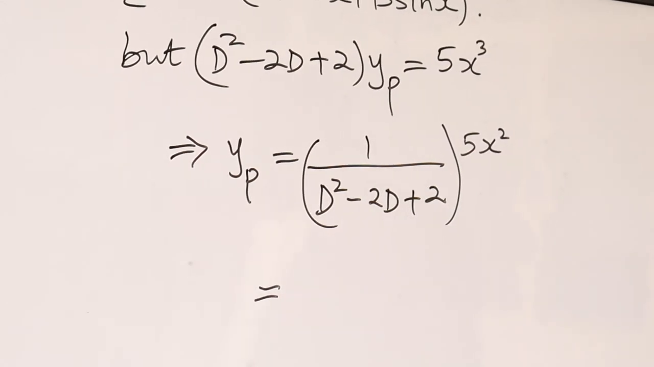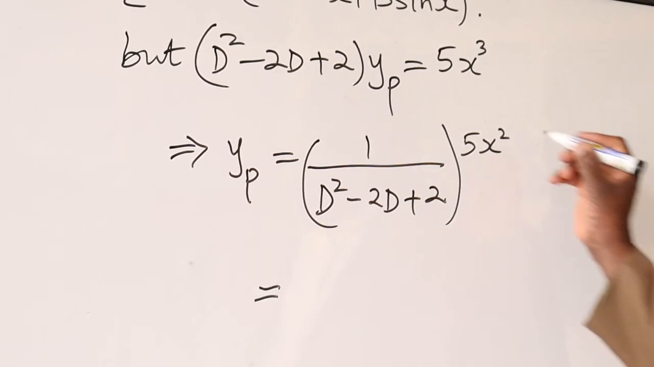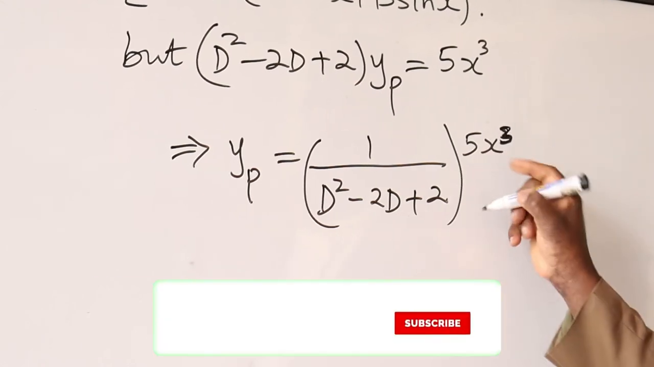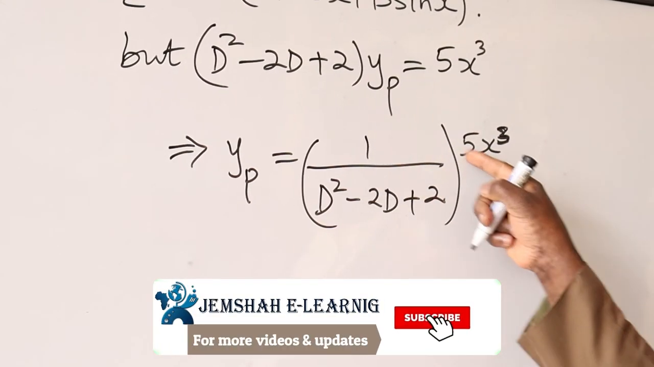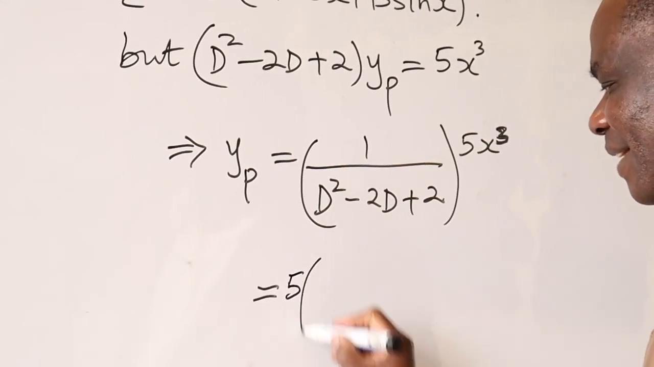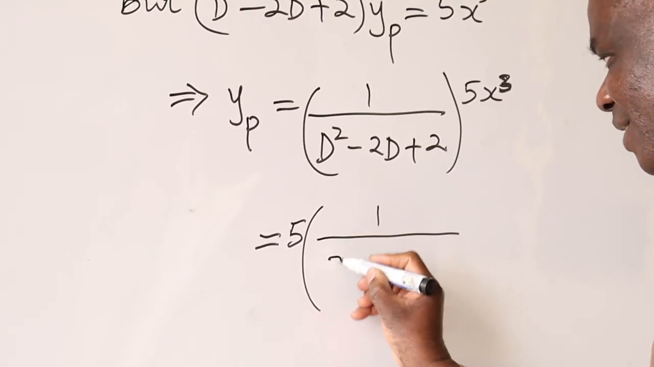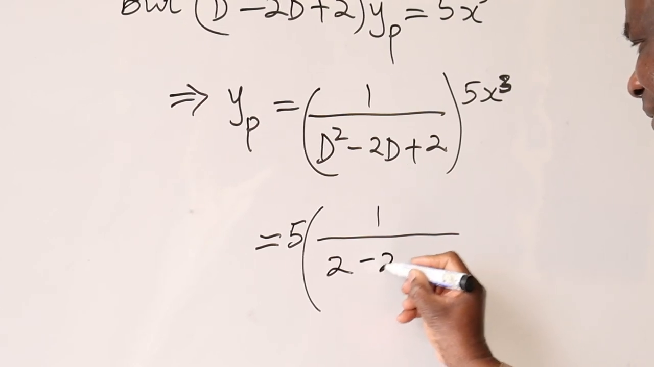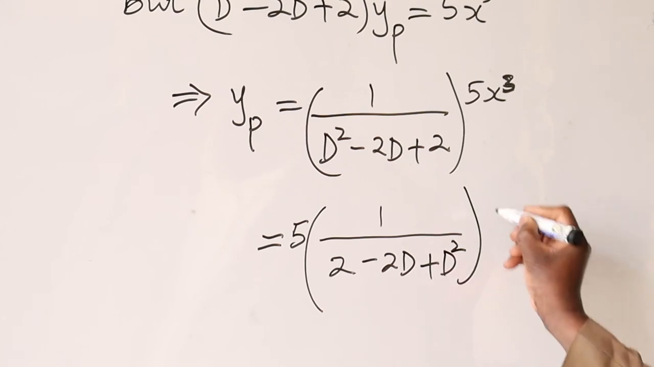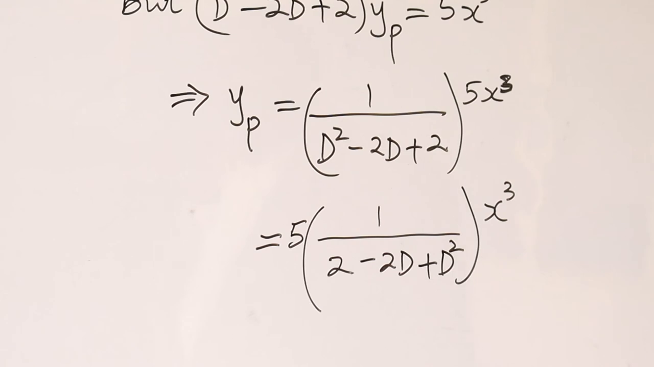Now here, any constant is normally allowed to pass any operator. So this 5, you can take it this way. So it will be 5 into 1 all over, and we can rewrite this as 2 minus 2D plus D squared, the whole of this now multiplying x cubed. We are just rewriting it.